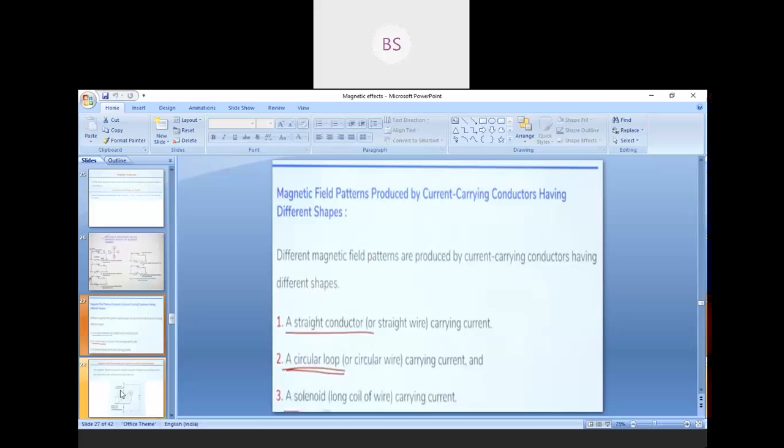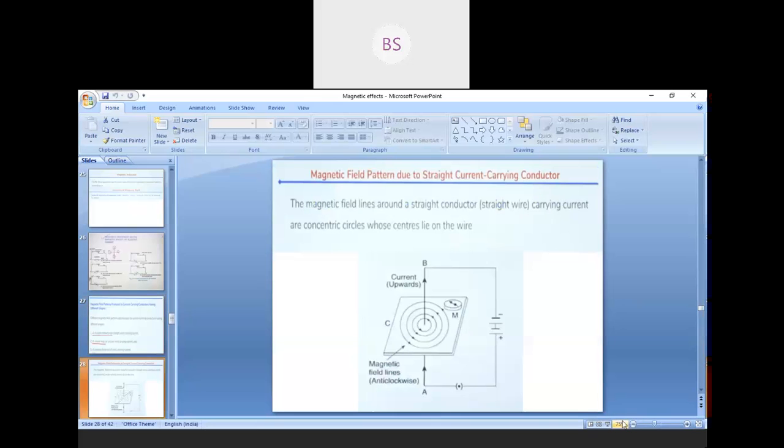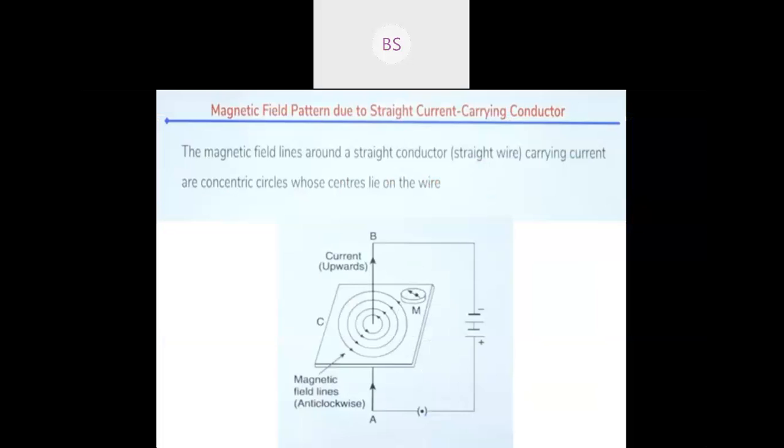Here, the magnetic field pattern due to a straight current carrying conductor. What it says: the magnetic field lines around a straight conductor or straight wire carrying current are concentric circles whose center lies on the wire. You can observe this picture.